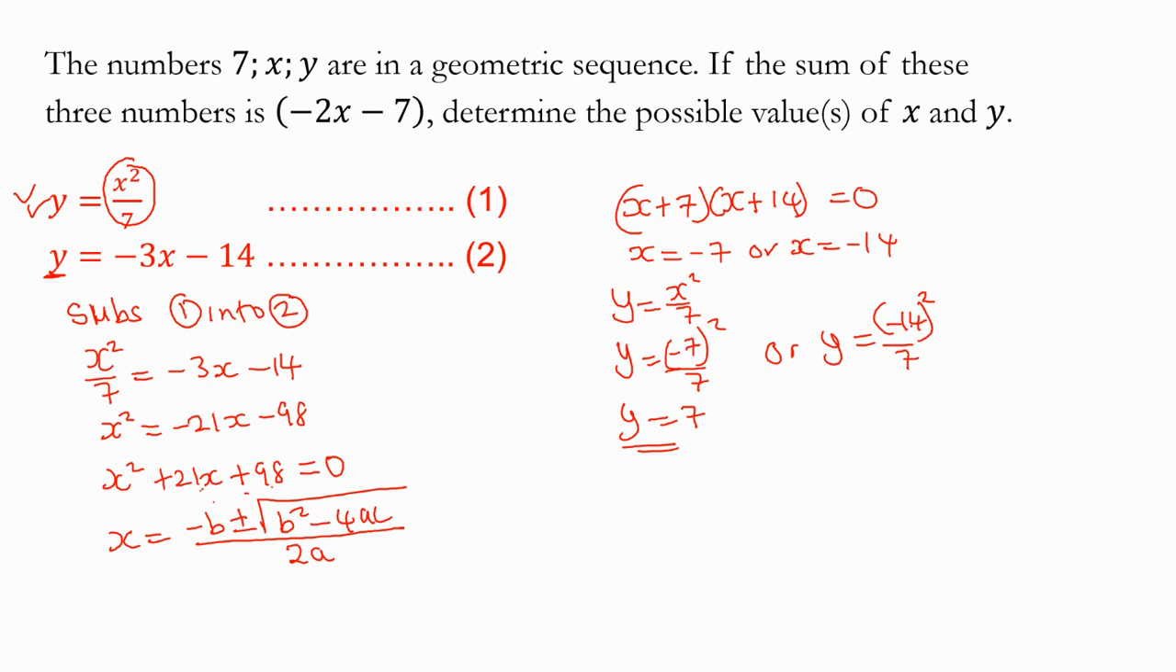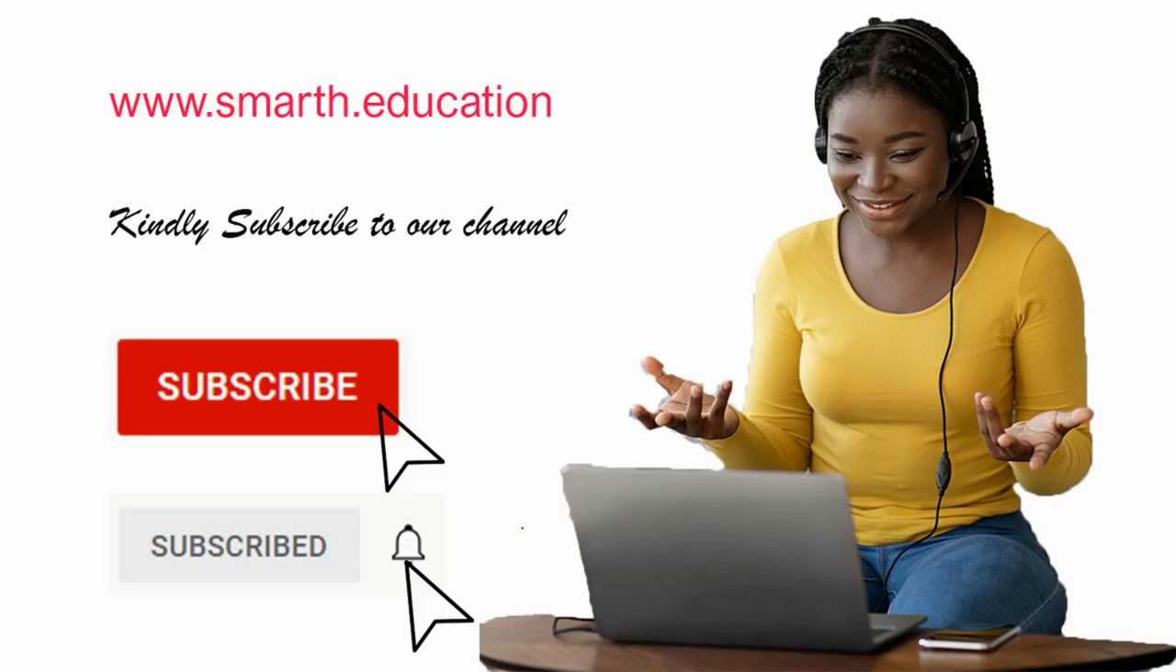Negative 14 squared. We can divide one of the 14s by 7. We get 2. 2 times 14, we're going to get 28. But you can square the 14 first and then divide by 7. You're still going to get 28. So these are the values of y, and these are the values of x. We have managed to solve and find the values of x and y. Okay, let's meet when we do question 8b.